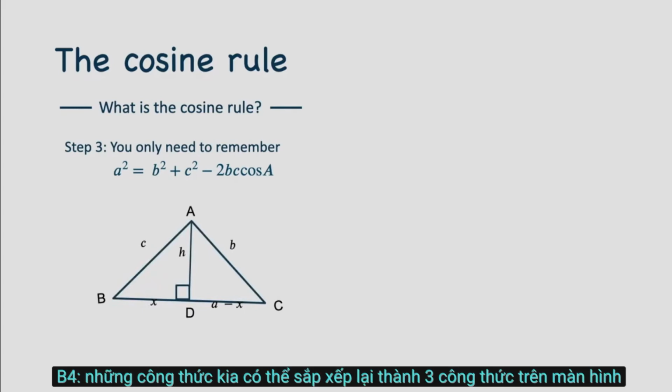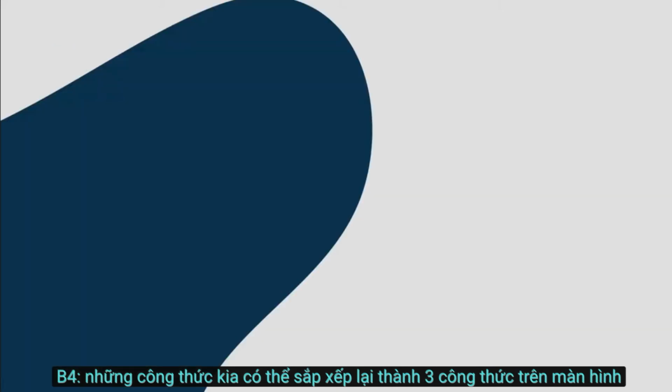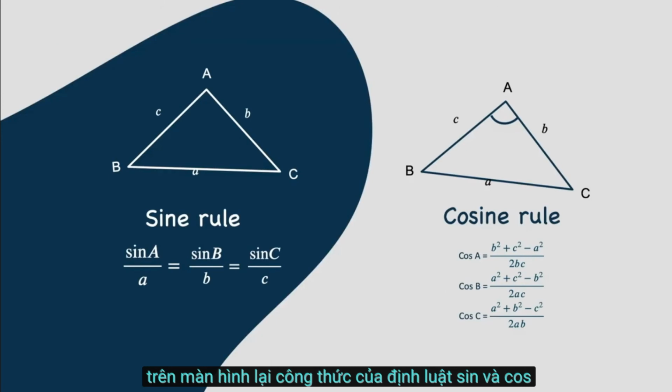And step 4, those three formulas can be rearranged to cos A equals b squared plus c squared minus a squared over 2bc, and cos B equals a squared plus c squared minus b squared over 2ac, and cos C equals a squared plus b squared minus c squared over 2ab. On the screen now is the summary of the sine and cosine rule. You can stop the video now to take some notes.